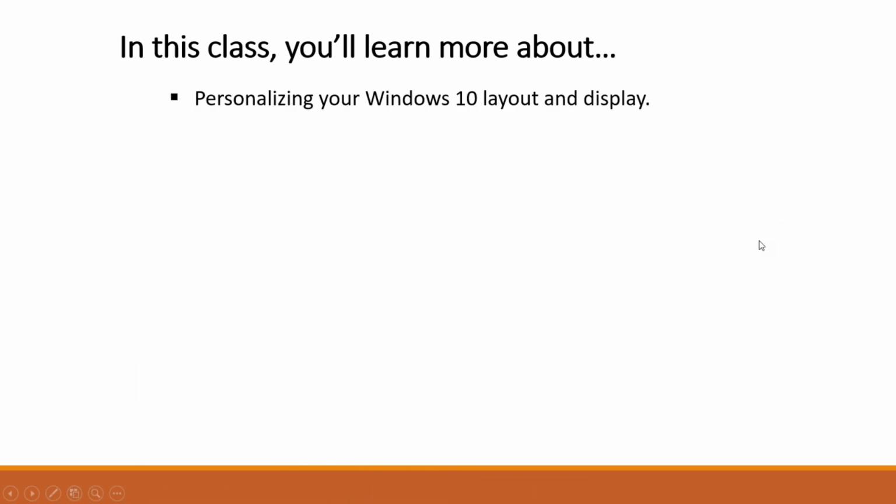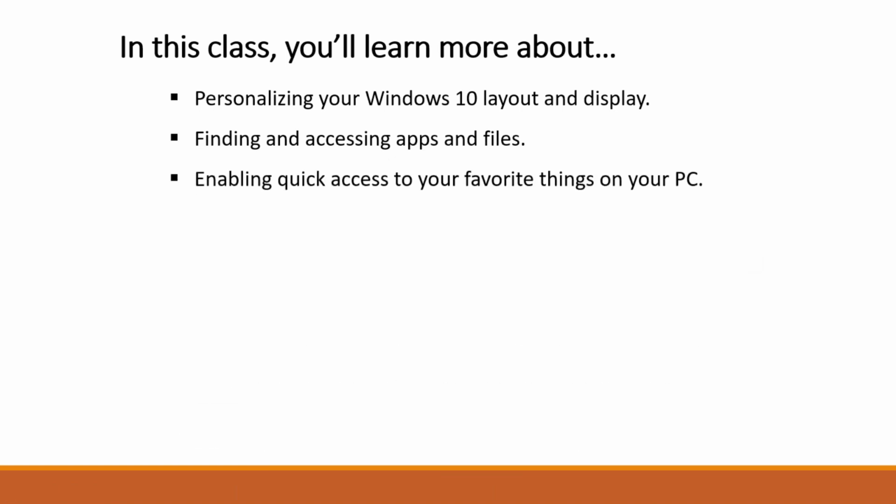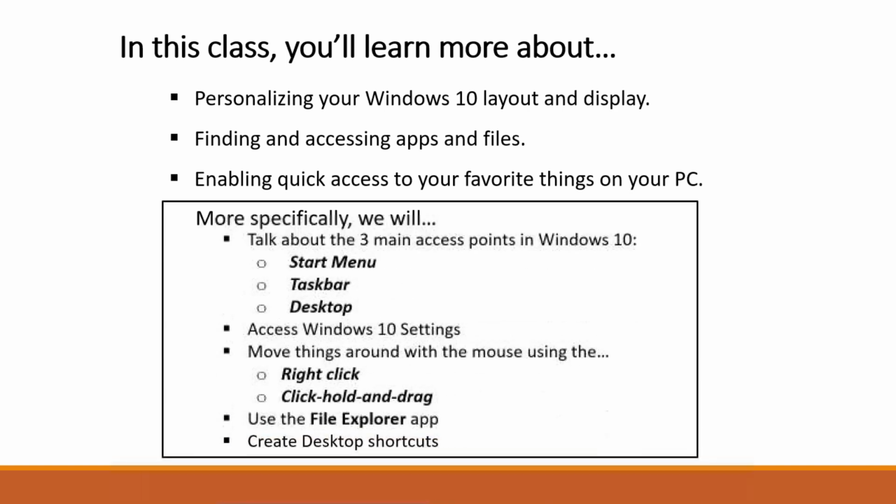So in this class, we're going to talk more about personalizing our Windows 10 layout and display. We're talking more about finding and accessing apps and files and enabling quick access to your favorite things on your PC. Okay, so we'll talk about how we can get to our favorite things faster. More specifically, we're going to talk about the three main access areas in Windows 10, our start menu, our taskbar, and our desktop. Now, technically speaking, the taskbar is part of your desktop, but I like to separate them into two separate areas because they kind of operate a bit differently.